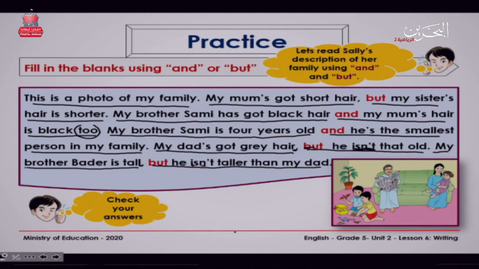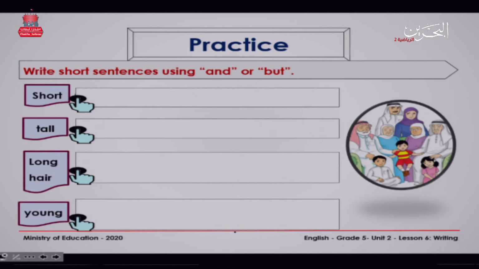Let's move on. In this activity, I want you to look at this picture. This is a family. You have to write sentences using these adjectives. In your sentence, you have to use and, or, but. You can write your sentences on your mini boards. You have 5 minutes. Good luck.